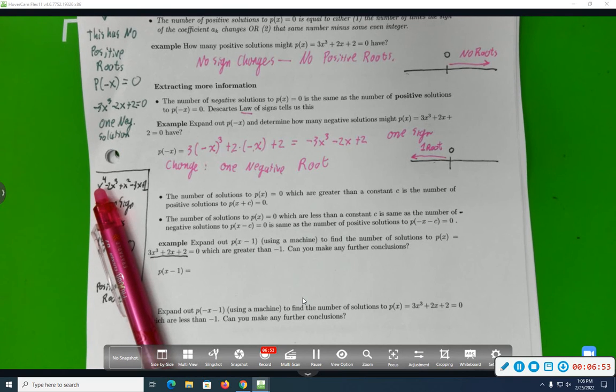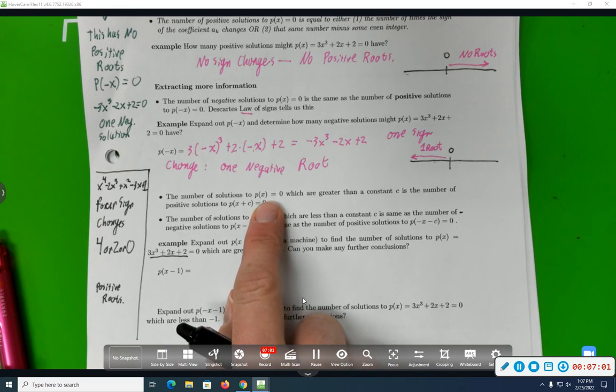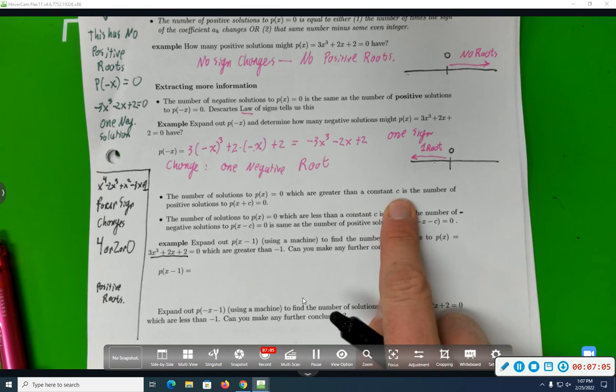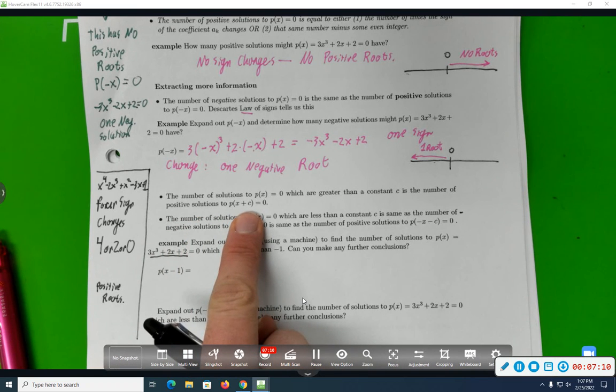Let's see what we can find out by evaluating the same polynomial at different places. So here's the game you can play. Fix any constant, c. The number of solutions to p of x equal to 0, which is greater than some constant c, is equal to the number of positive solutions to this equals 0. Do you buy that?